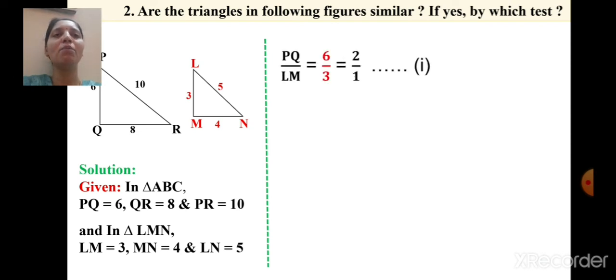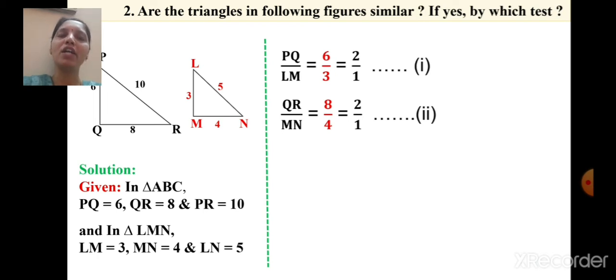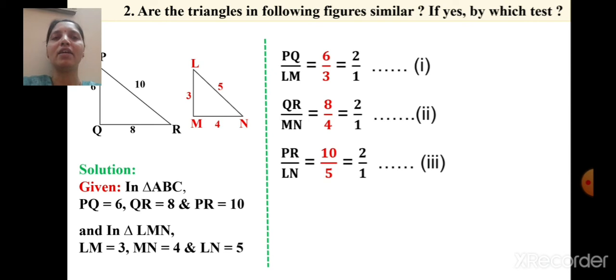So let's find out PQ upon LM is equal to PQ is 6, LM is 3. So that is equal to 2 upon 1. Write this equation as equation 1. Now second pair of corresponding sides is QR and MN. So QR upon MN is equal to 8 upon 4. That is equal to again 2 upon 1. Write this equation as equation 2. Now the third side pair is PR upon LN. That is equal to 10 upon 5. That will be again equal to 2 upon 1. So write this equation as equation 3.